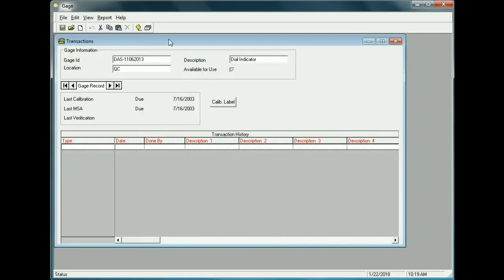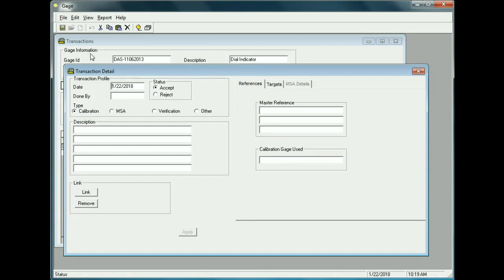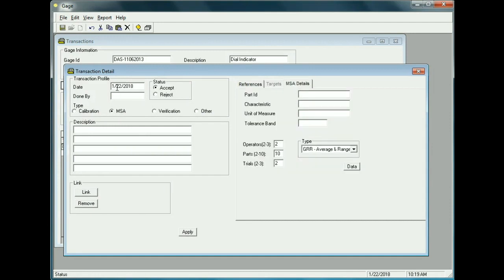We've already set up a gauge here, so we'll just set up a new transaction. The type of transaction that we're going to be doing is not a calibration, but rather a measurement systems analysis, MSA. Let's say the actual MSA study was done on the 16th of January 2018, and the quality analyst who's going to be overseeing this study is, let's say, Bill.